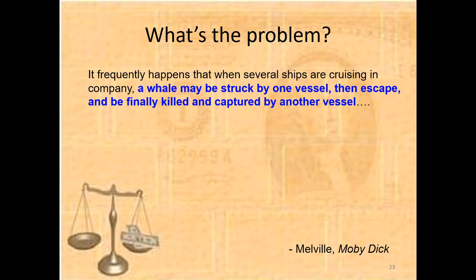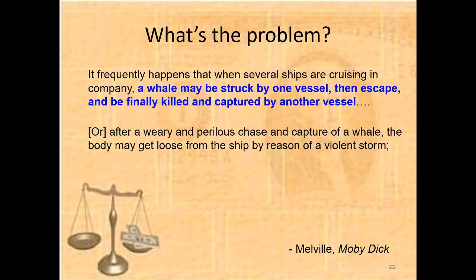What is the problem? It frequently happened that several ships were cruising in company. A whale is a big mammal in the sea; an average blue whale is the size of thirty-plus elephants. You can imagine the size of this mammal, so it was very difficult in earlier times to catch one alone, going out with a small boat. That is why this question frequently arises: a whale may be struck by one vessel, then escape and finally be killed and captured by another vessel. Then who owns the whale? This is the question.